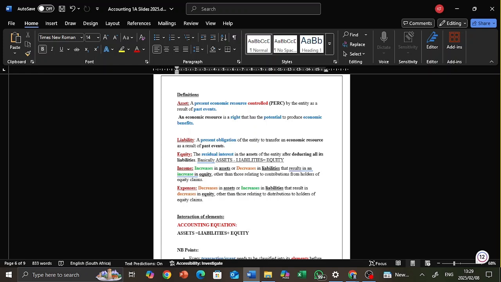But equity states that the asset that you have is the 1,000 rand in your account. That is an asset. You have 1,000 rand. You owe Pick and Pay 500 rand for the groceries they gave you on credit, keyword credit.